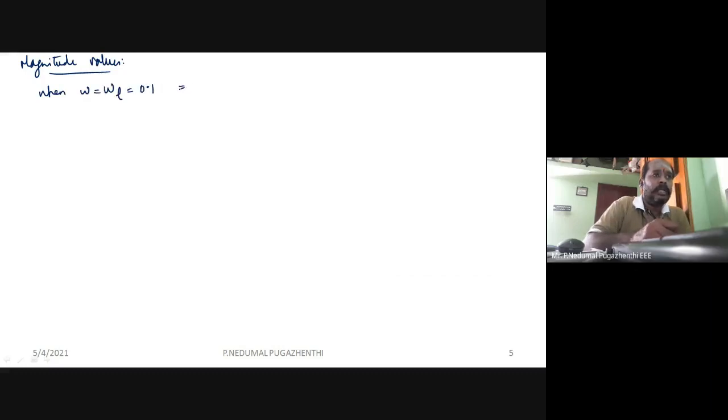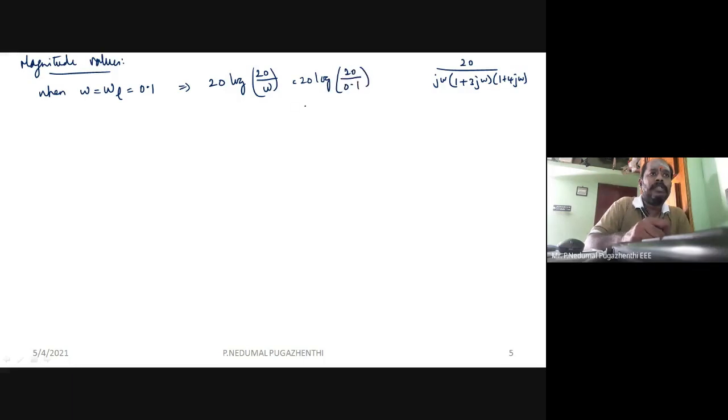0.1 radians per second. So it is 20 log of 20 by omega, because my transfer function is 20 by j omega (1 plus 3 j omega)(1 plus 4 j omega). So the first term is 20 by j omega. So 20 by omega is taken, and omega is equal to omega L. What will I get? It is 20 log of 20 divided by 0.1. Can anybody say what the answer is, if you have a calculator with you? Make it fast.